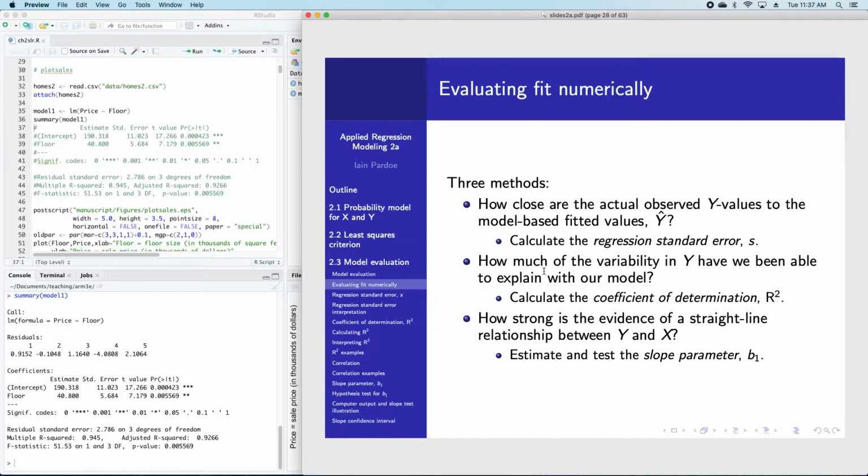So we'll talk about these second two methods in subsequent videos, but in this video we'll talk more about this first method. How close are the actual observed y values to the model-based fitted values y hat, and we'll talk about that by calculating the regression standard error S.